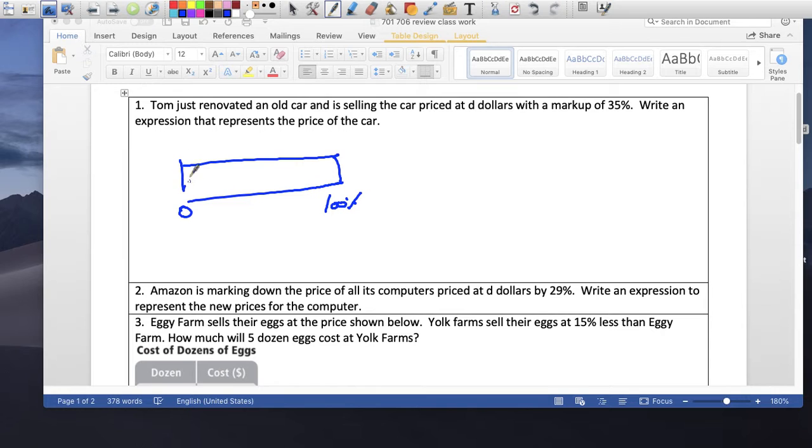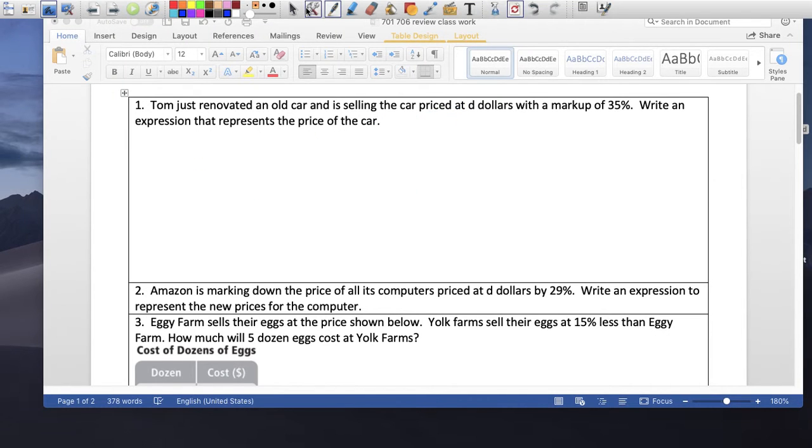100% is the current price of the car, D dollars, right? Letter D. And if he marks up, it's going to increase from this to 135%. So it's going to be D times 1.35, and that would give you the total for the expression that represents the price of the car after the markup. So D times 1.35. That's the expression I'm looking for.